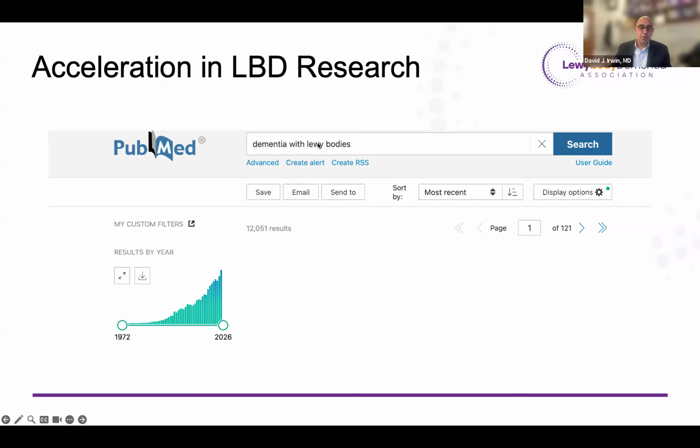And a query for dementia with Lewy bodies shows us a nice exponential curve of growth of scientific contributions on this topic. And that doesn't include topics related to DLB, including alpha-synuclein and some of the mechanisms under the microscope. So there really is a lot of momentum in discovery for LBD, and I'm excited to speak with you about that today.